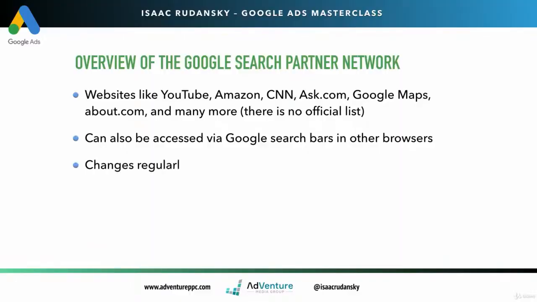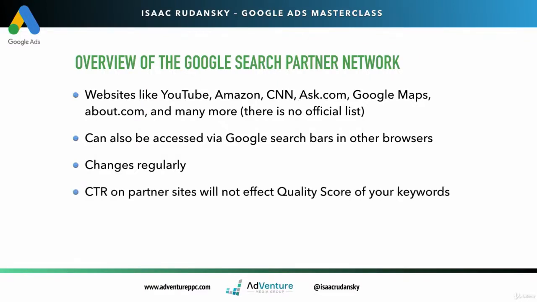There is no official list of Google search partners. That's sort of annoying, right? There's no official list. Google's very opaque with which websites are included. They give a few examples, and it does change regularly. What we've typically seen is that click-through rate on partner sites will not affect the quality score of your keywords.